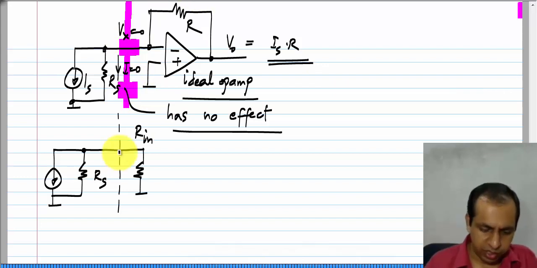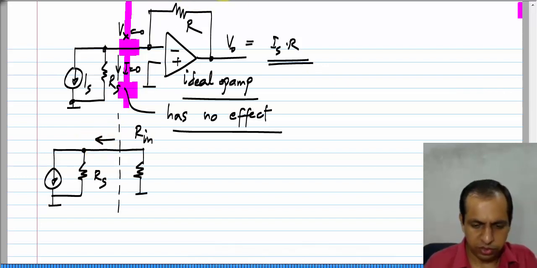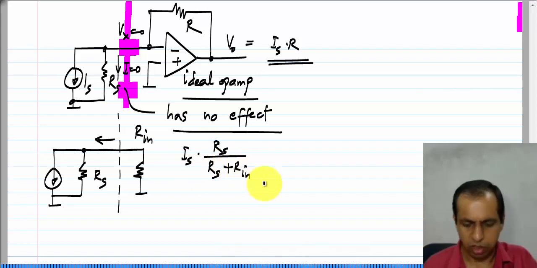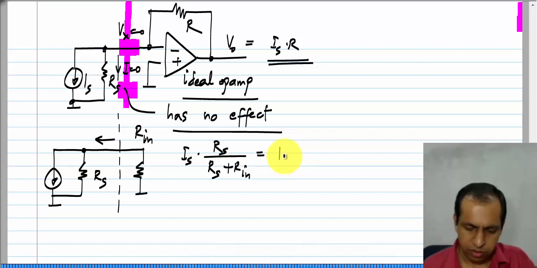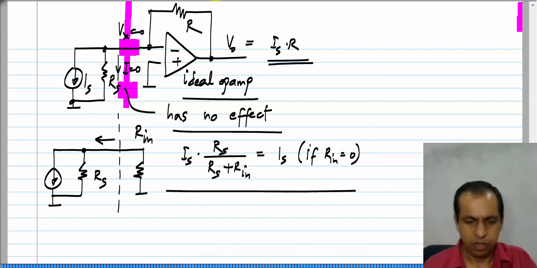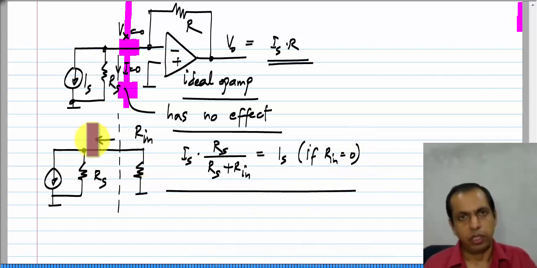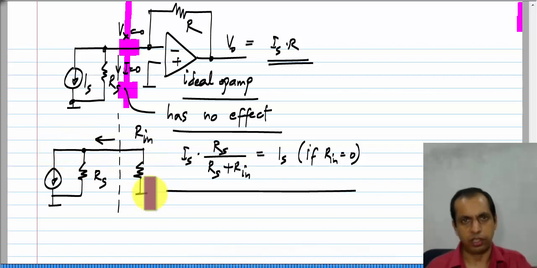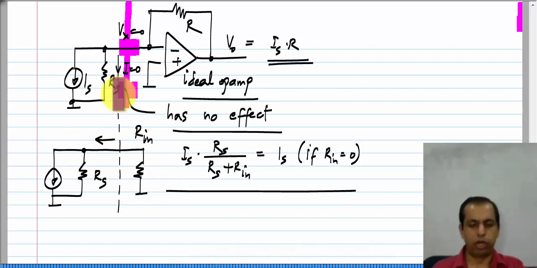Now, you can see that the current that actually flows into the circuit is I s times R s by R s plus R n, and if R n equals 0, it is equal to I s. Okay. So, if the input resistance is 0, even if the current source is imperfect, all of the current flows into the circuit. Okay. And that is exactly what happens over here.